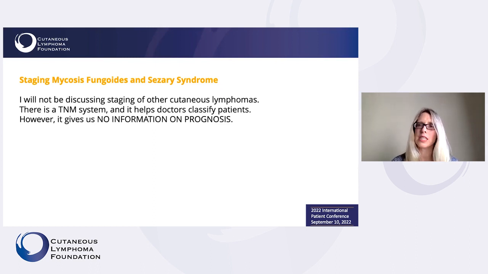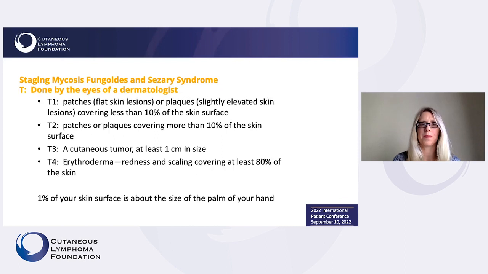We have a staging system that helps doctors divide patients into groups on whether the cancer is localized in one area or if it's spread throughout the body. But unfortunately, that doesn't give us information on prognosis.